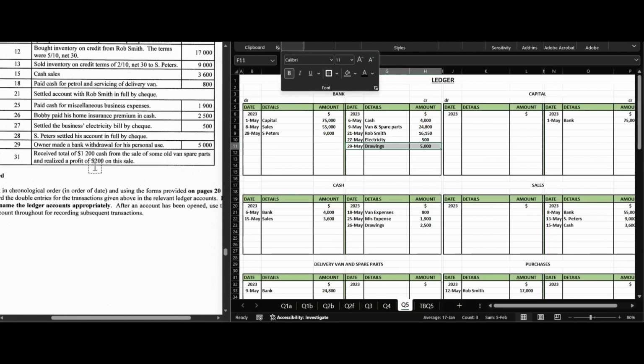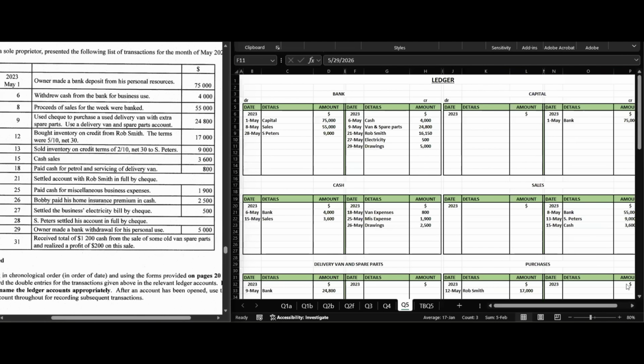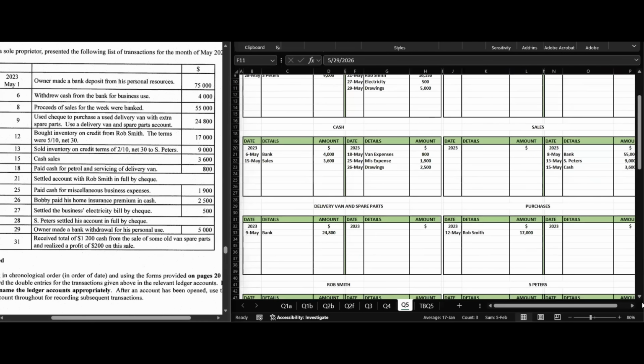And finally, on the 31st, received a total of $1,200 cash from a sale of some old van spare parts and realized a profit of $200 on the sale. Right, guys? Now, when you're selling your equipment or your assets, you will have to open a disposal account. So let's create a disposal account. This will be a disposal of fixed assets account, in this case, spare parts. Now, he received $1,200 cash from the sale of old van spare parts and realized a profit of $200. The actual value of the parts that he sold was $1,000 because he got a profit of $200.